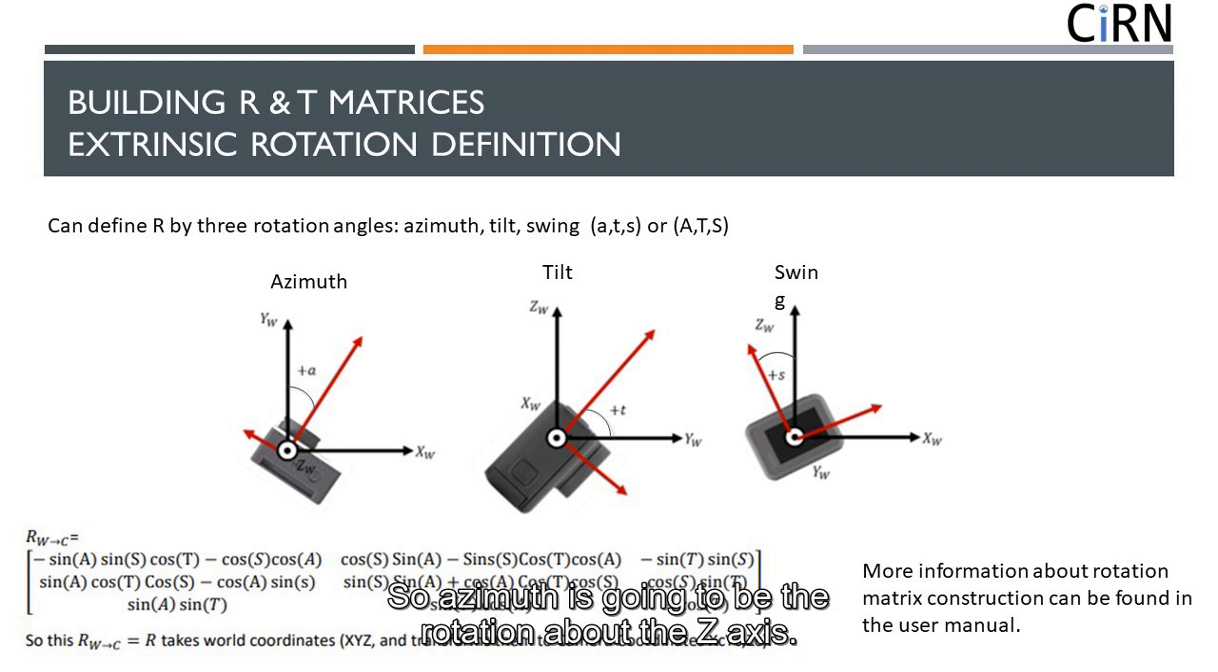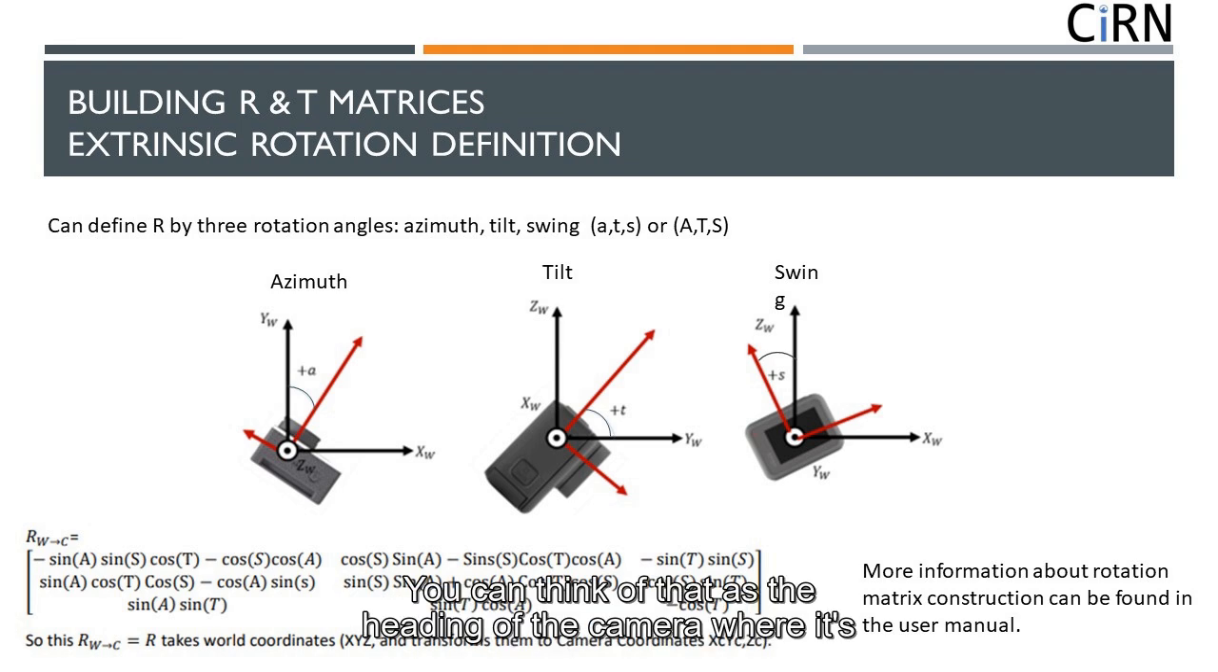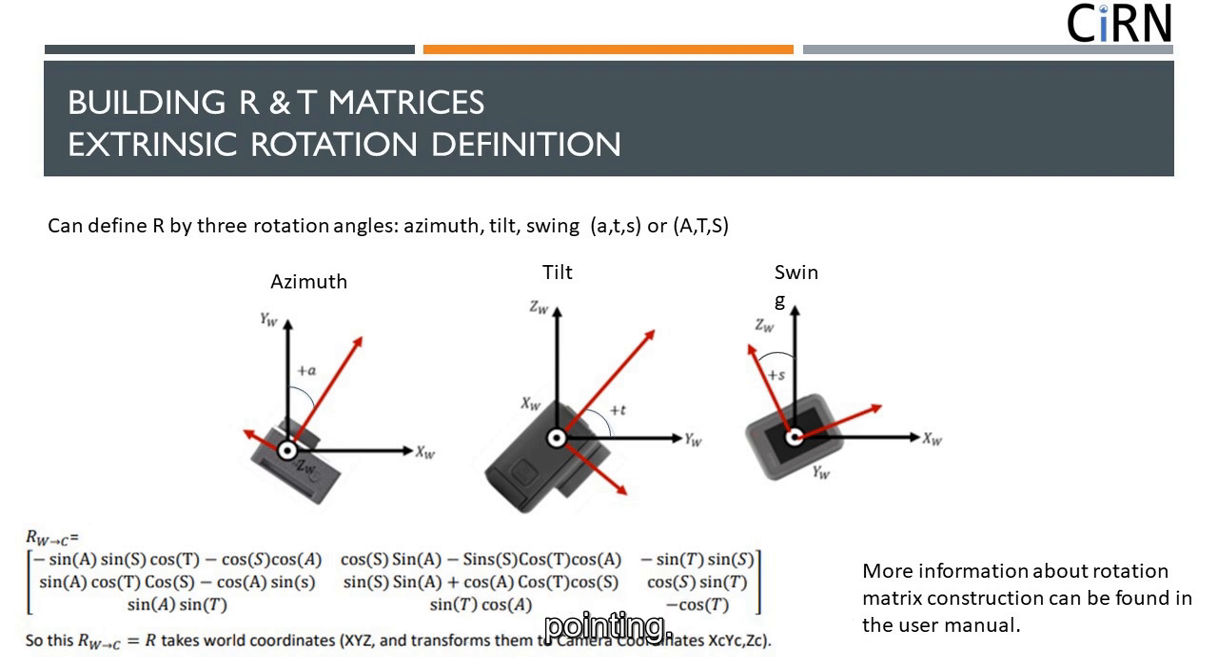So azimuth is going to be the rotation about the Z-axis. You can think of that as the heading of the camera, where it's pointing. Your tilt is going to be your rotation about the Y-axis. So you can think of that as your roll. No, your pitch. Sorry, friends. So tilt is going to be your pitch, so how far down or up you are pointing. And then your swing is going to be your roll, so how far left or right, whether that horizon is level.